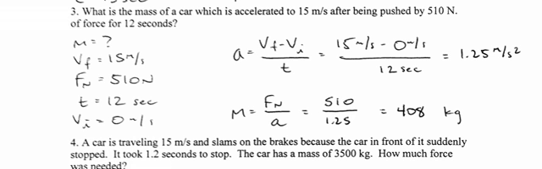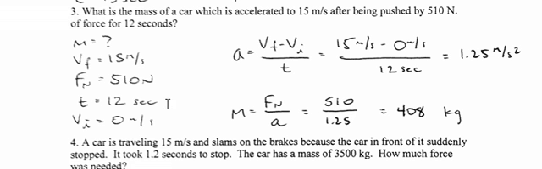Number three, what is the mass of a car that is accelerated to 15 meters per second after being pushed by a 510 Newton force? And it was pushed for 12 seconds. So we want to know the mass. We have a final velocity of 15 meters per second. It doesn't say it on here, but I think on your sheet it even says that the car was at rest. It should say that the car is at rest when it starts. And so we know the VI is 0, and it has a VF of 15. The time is 12 seconds.